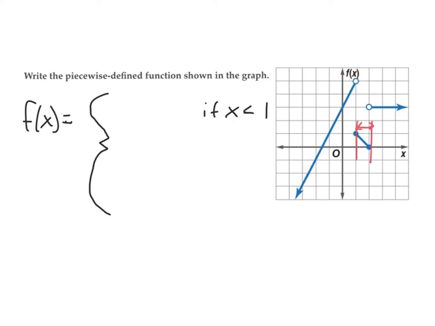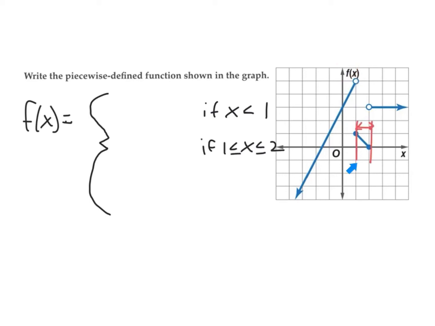Now let's look at the second piece. We have a left wall at 1 and a right wall at 2, and both points are filled in. So I'm going to have less than or equal to. And I like to put them in that order because then it's easier to do. Here's a 1, here's a 2. Basically what we're saying is x is in between 1 and 2 and included. So what we say is 1 is less than or equal to x, which is less than or equal to 2.